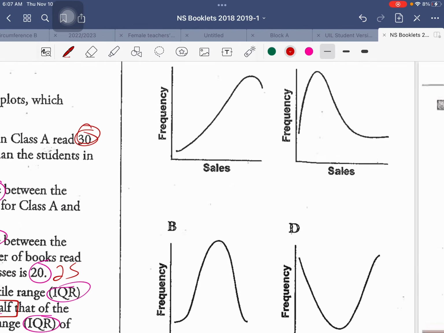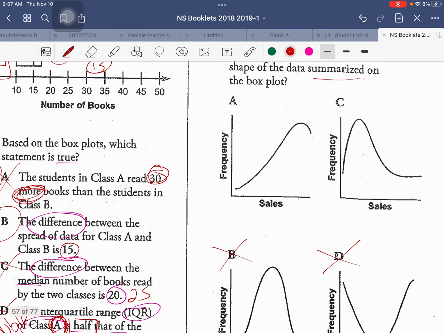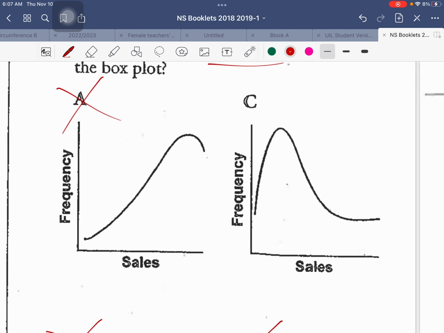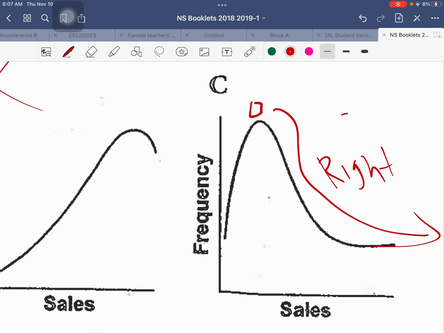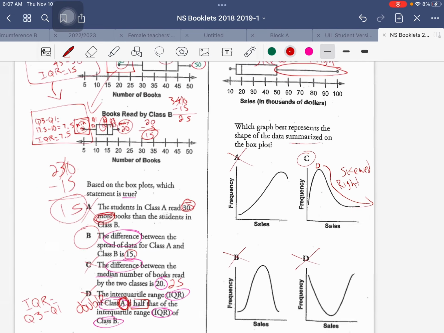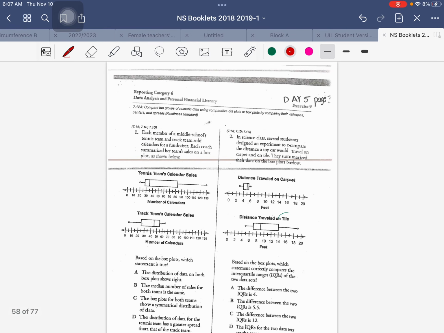Now, which graph best represents the shape of the data summarized in the box plot? Well, which one of these also represents a skewed right? That if you drop water, it's going to go to the right. This one no, this is symmetrical. This is obviously going to be going to the left. So the water, right. Skewed. So this one. No work necessary. Next one.